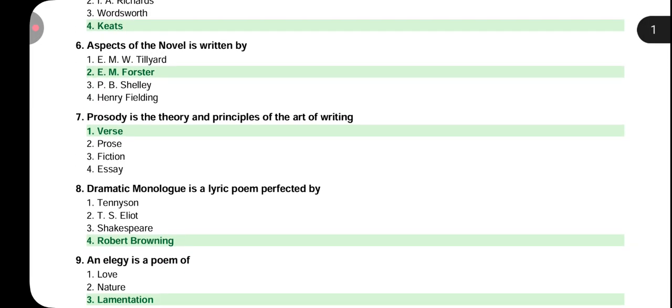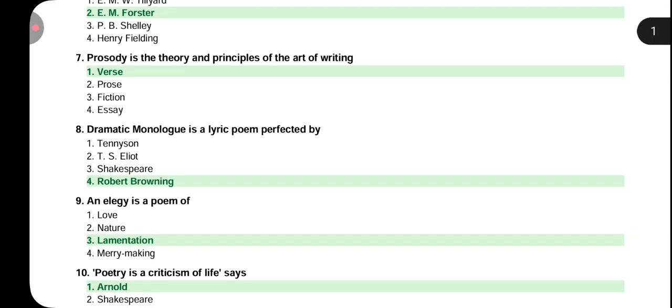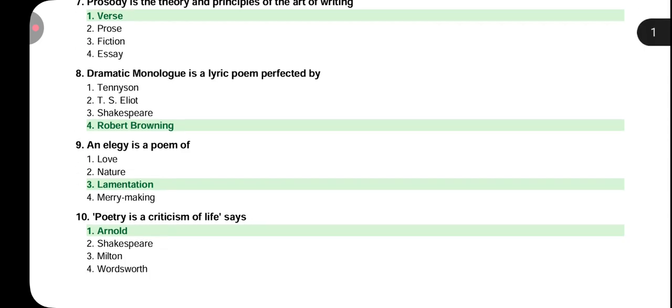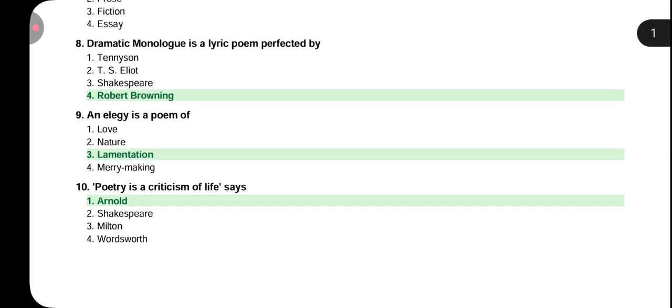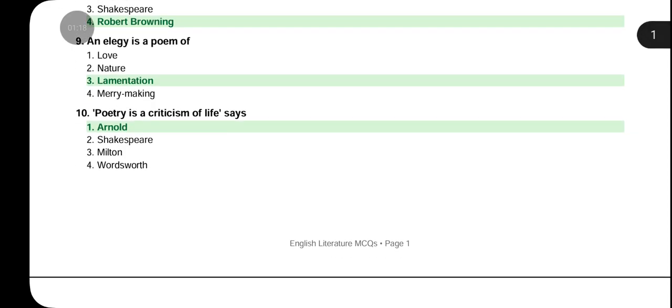Sixth question, Aspects of the Novel is written by E.M. Forster. Seventh question, prosody is the theory and principles of the art of writing verse. Eighth question, dramatic monologue is a lyric poem perfected by Robert Browning. An elegy is a poem of lamentation. Tenth question, poetry is a criticism of life, says Matthew Arnold.